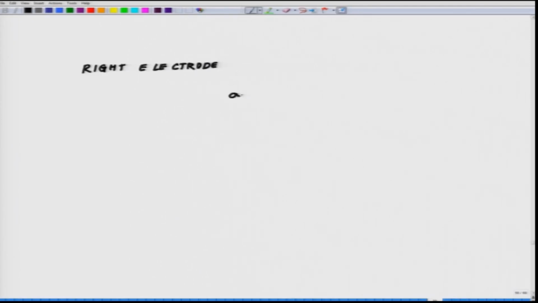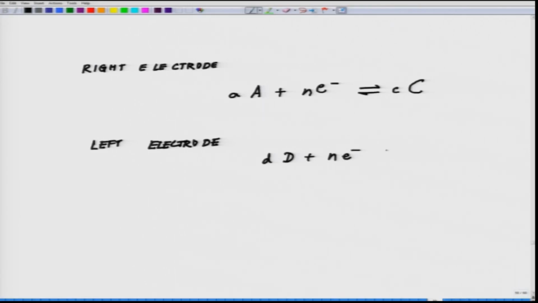you have the reaction aA plus ne going to cC. Whereas, on your left electrode, you have a second set of reaction going, dD plus ne going to bB. Now, if you write down the Nernst equation for this, this is the right electrode, so this is your E plus, and this we have already talked about, E minus.